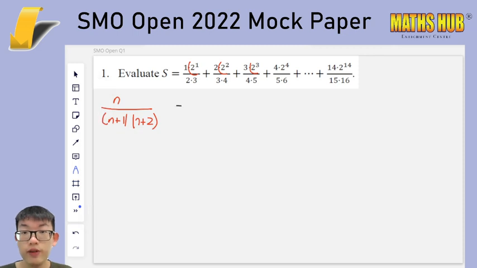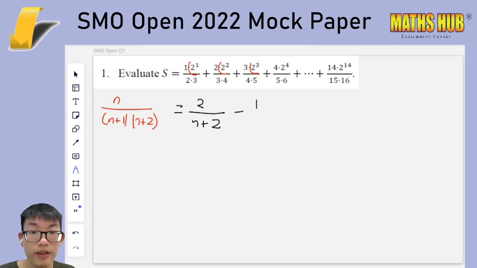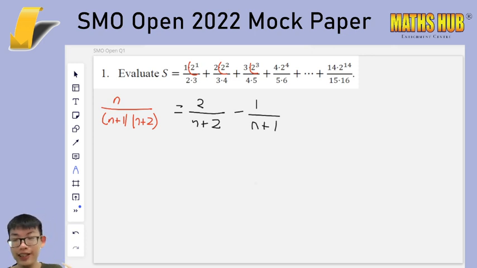Thankfully, it is equal to a difference. I'm not going to go into the details of the partial fraction decomposition. I hope you are able to do that on your own. Now, this is something that for the SMO Open is quite inevitable. We won't be able to go through every single detail of the technical steps. We just want to go through the main ideas. Otherwise, this video is going to take way too long, and the later videos are definitely going to take way too long. So this is going to be your telescoping sum.